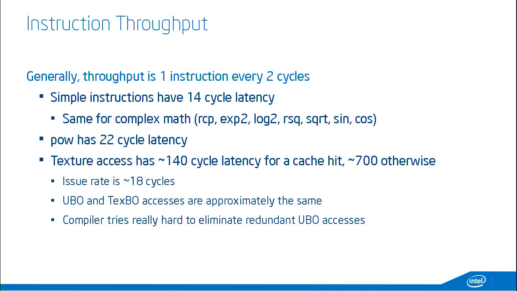Texture accesses are on the order of 140 cycles if you hit the cache, and 700-ish if you don't. The issue rate is still around 18 cycles, but you've got a lag before the data shows up. And these are the values that our instruction scheduler and our compiler use for Haswell. The times are a little bit different for previous generations, and on previous generations, the complex math instructions had longer latency.